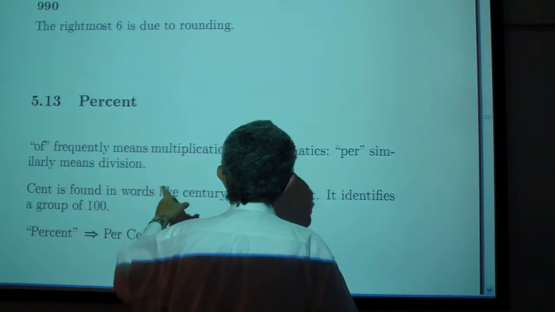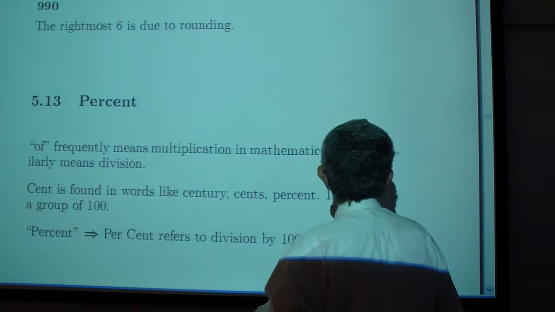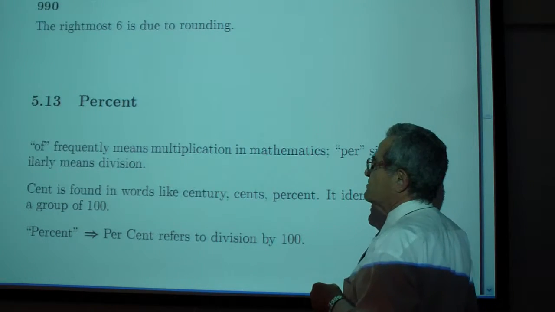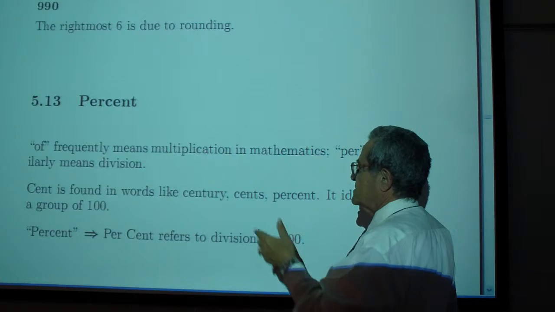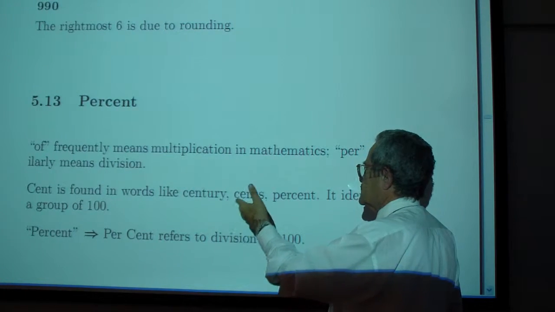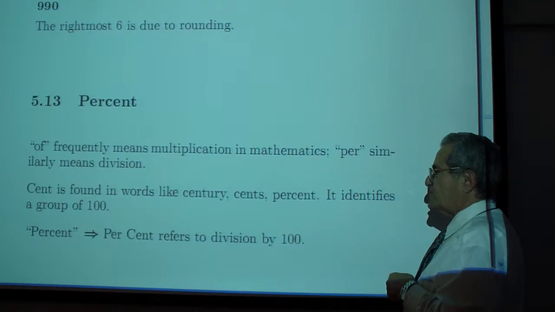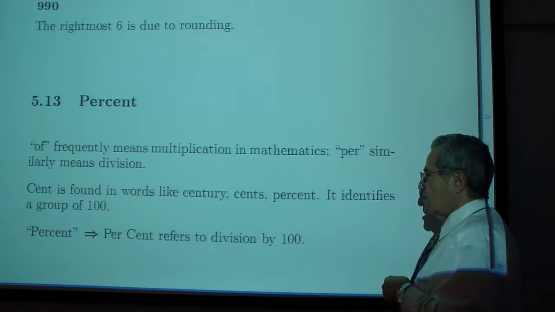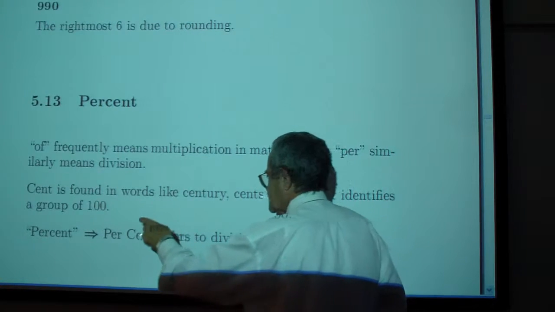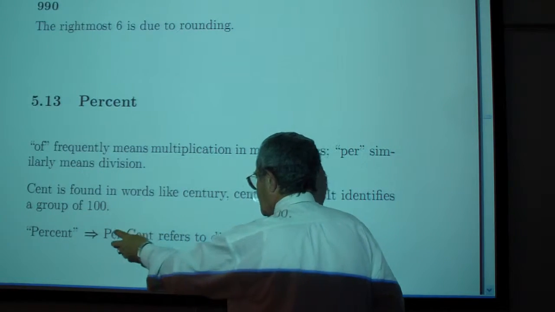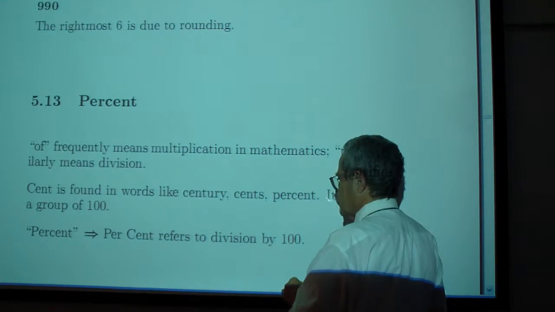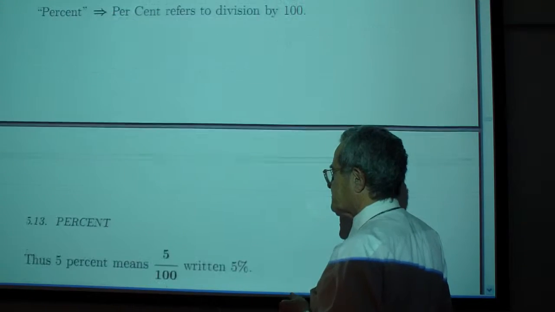Remember that "of" frequently means multiplication in mathematics, and "per" similarly means division. Cent is found in words like century, cents, percent. It identifies a group of 100. Percent, think of it as per cent, refers to per, division, cent, 100. You divide by 100.